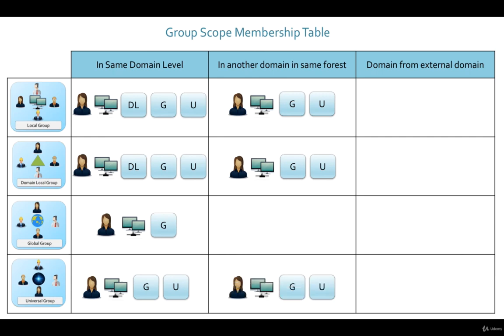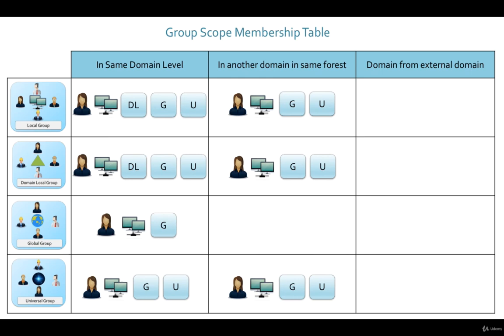Universal group. Universal group can have the same members as it can have in the same domain level. As it is designed to allow its membership to other domains, universal group is free to move from domain to domain.